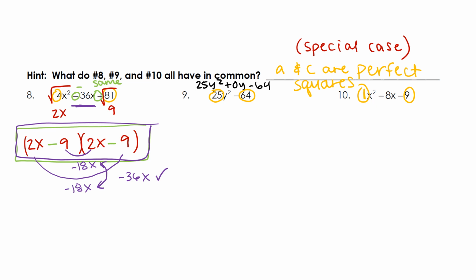Very similar to number 9 here. If I take the square root of a and the square root of c, please understand we are not taking the square root of negative 64. If you remember from chapter 8, we cannot take the square root of a negative number. It's actually going to be an imaginary number, but for us in this class, we just said it was no solution.